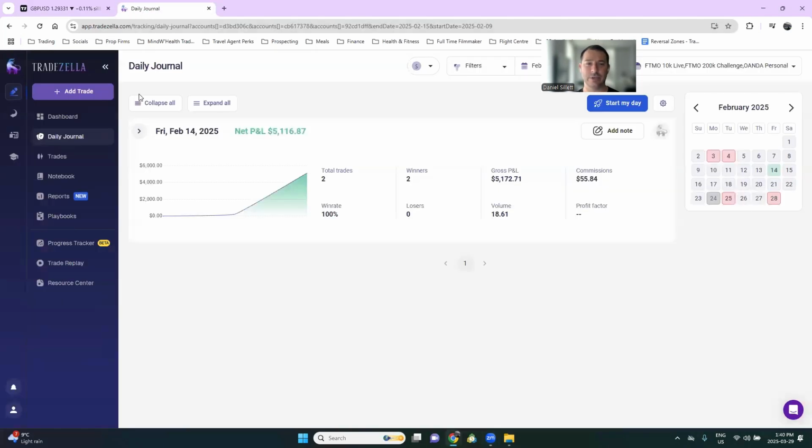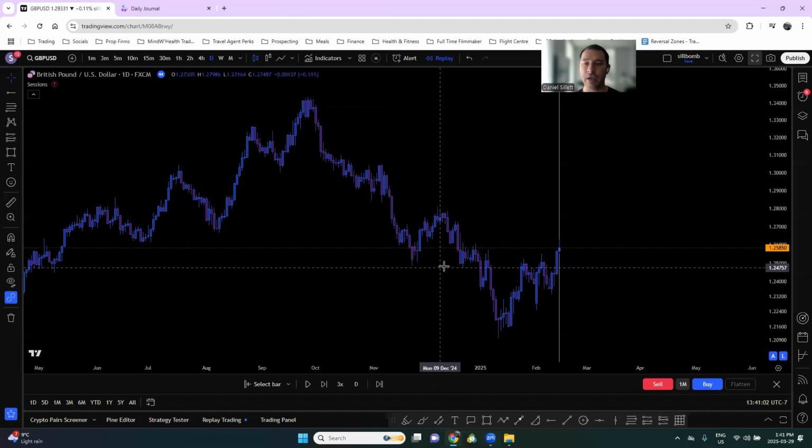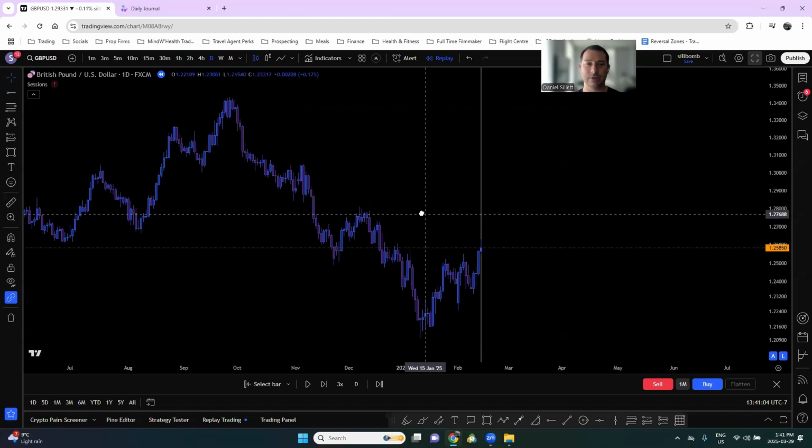Just so you can see that this was actually a trade, this is my trade journal on TradeZilla. So this was taken on February 14th, and as you can see, it got a pretty decent profit. Now, I'll give you my thought process on this one.